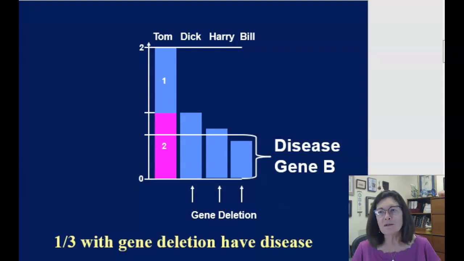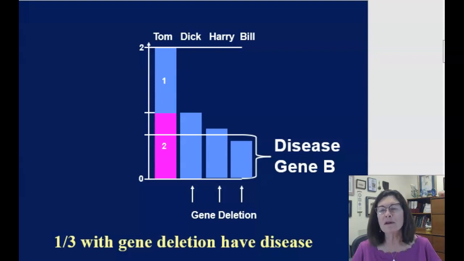So in this case, for disease gene B, the amount you need to not have disease is lower than in the last example. And so Dick and Harry have a sufficient amount. They do not have this characteristic or disease, but Bill, on the other hand, he does. In this case, 3 people have a deletion of this gene, but only 1 of them has the actual disease. So 1 out of 3 with this gene deletion have disease. So this would be low penetrance. So this is how we think about the low penetrance genes that we've categorized.